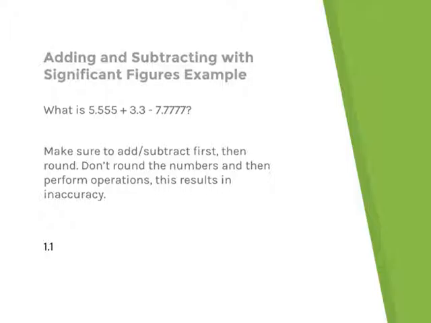You want to add those numbers first, and then once you get your final number, then you round to the amount of decimal places, which is the 3.3. So we're just going to put 1 decimal place here, but add everything first, and then round.